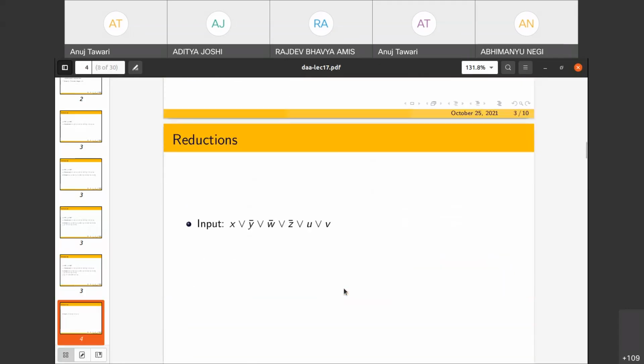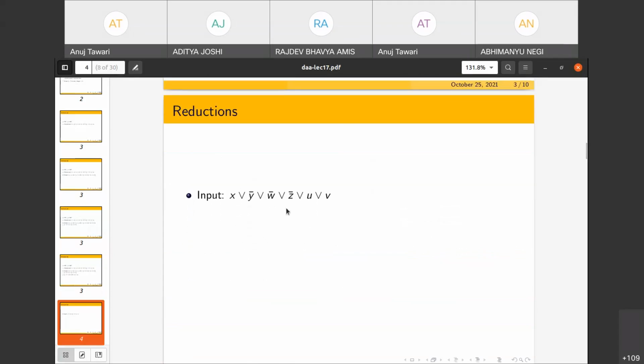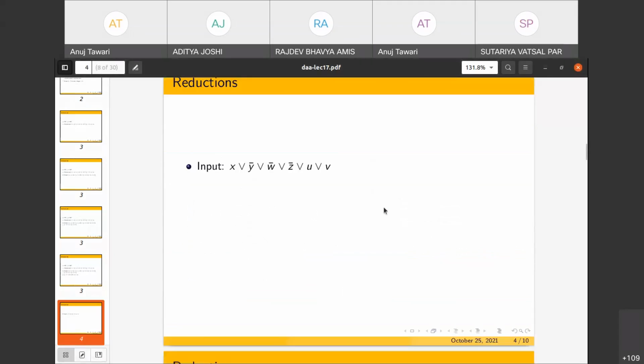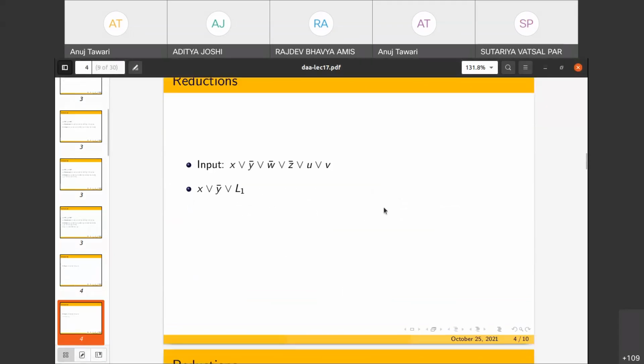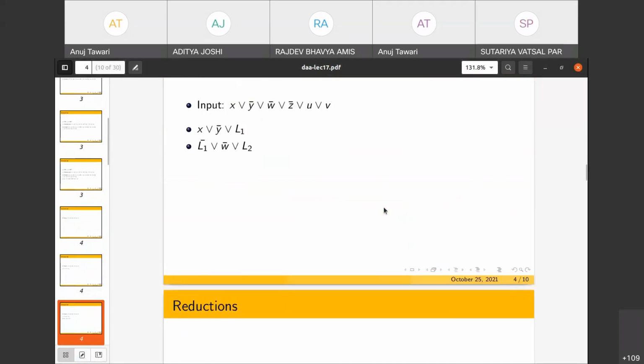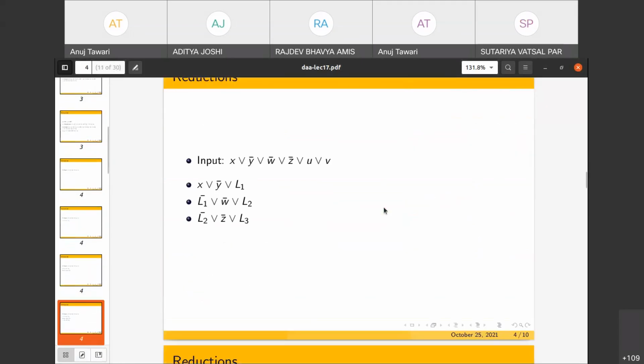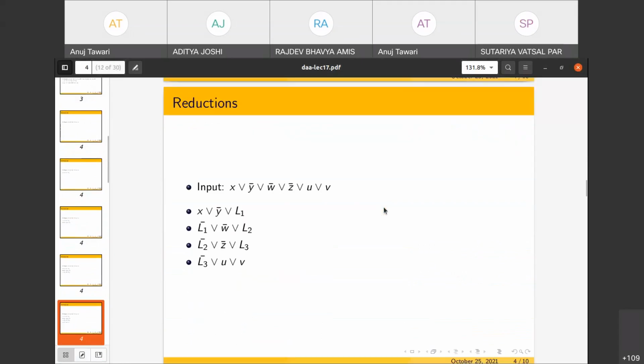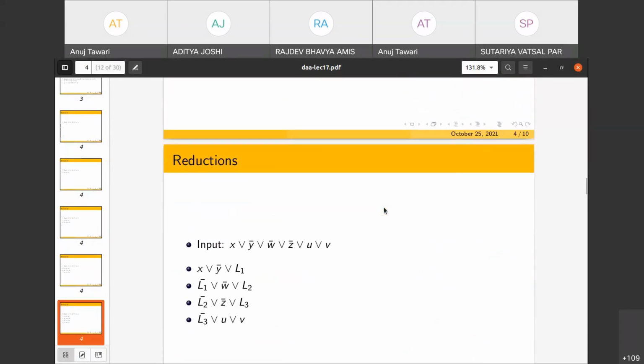Okay, and we saw one more example which had 6 variables in it. How do we reduce it? That introduced all these new variables L1, L2, L3. Yeah, so we reduced it to 4 clauses, each containing 3 variables.